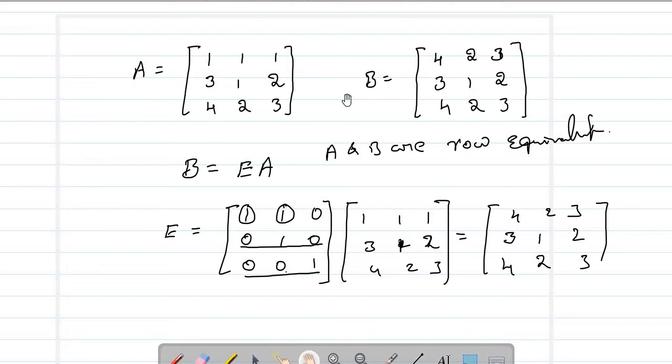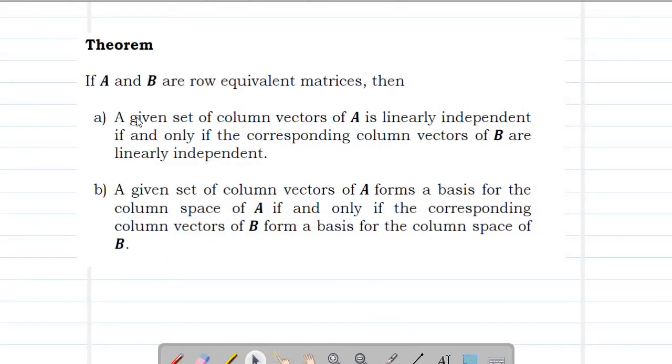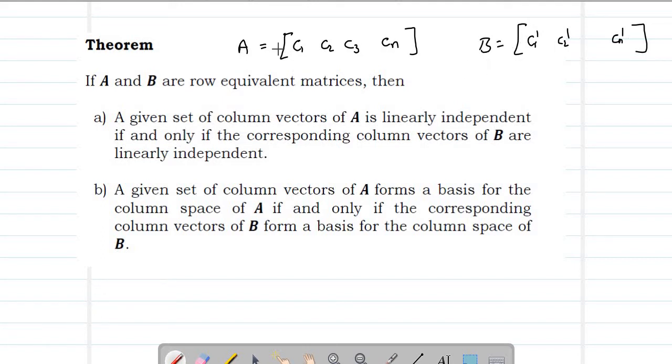There is a theorem about row equivalent matrices. Here is a theorem which talks about row equivalent matrices: if A and B are row equivalent matrices, then a given set of column vectors of A is linearly independent if and only if the corresponding column vectors of B are linearly independent. It means when you know A and B are row equivalent, let me represent C1, C2, C3 and so on up to Cn as the columns of A, and similarly C1 prime, C2 prime and so on up to Cn prime as the columns of B. And I know A and B are row equivalent.